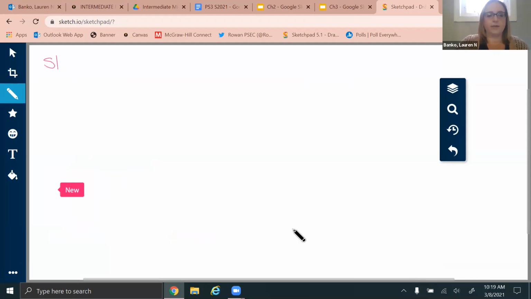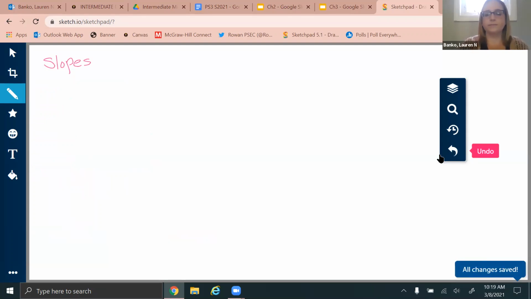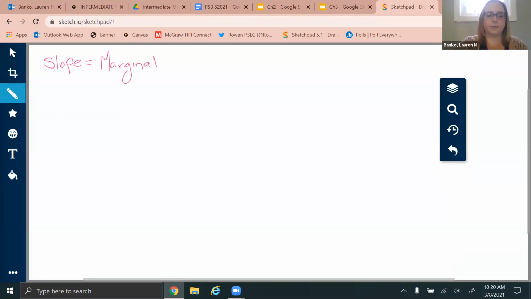Next thing I want to talk about is slopes of these indifference curves. Slope, really. Now, what we call the slope is known as the marginal rate of substitution.